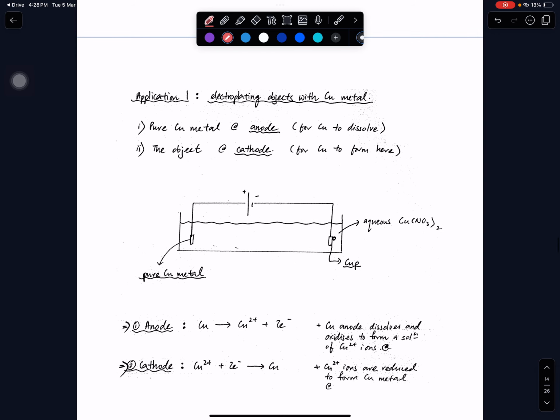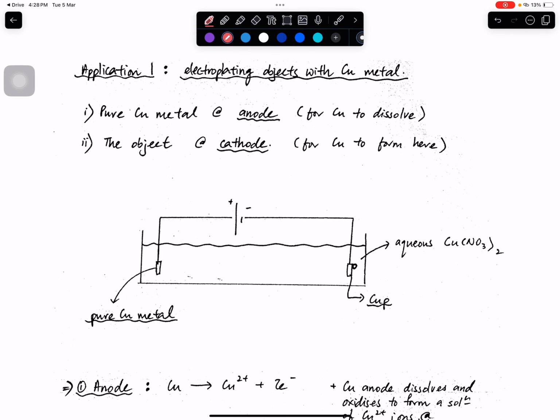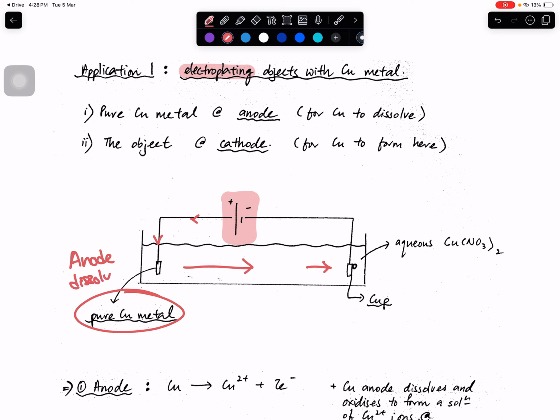Now that you guys have done the questions, let me show you the application of what we just did. Whatever we did just now, you can learn that the first application is electroplating. If you pay attention to the battery here, as electricity flows, you'll realize that this anode here will dissolve. The copper will travel along and coat the cup here. This is the cathode, so the cathode will increase in size because the copper will coat around the cup. That is how it happens.